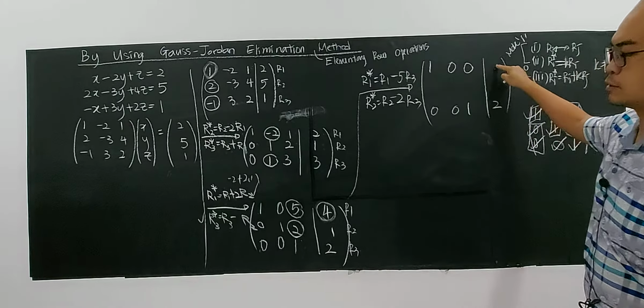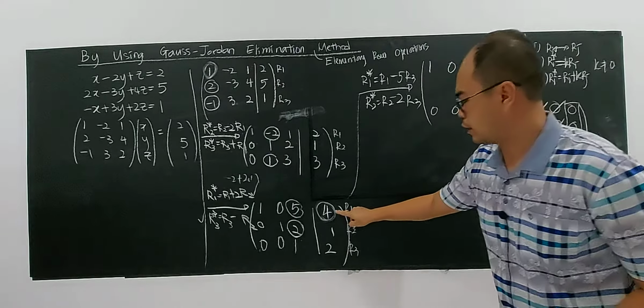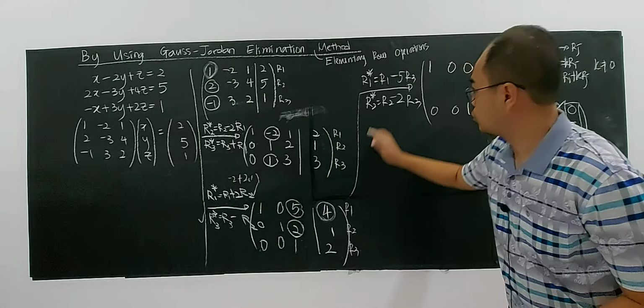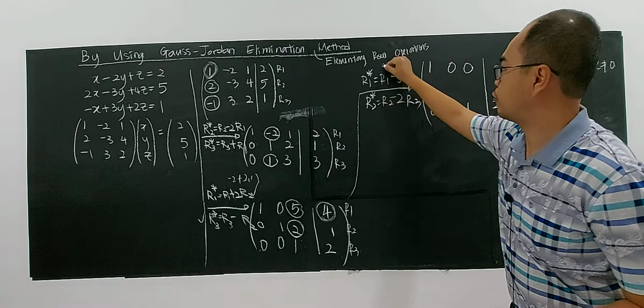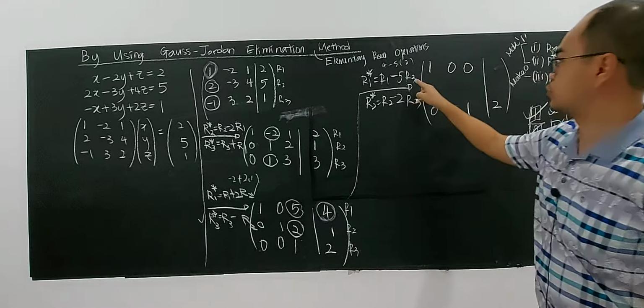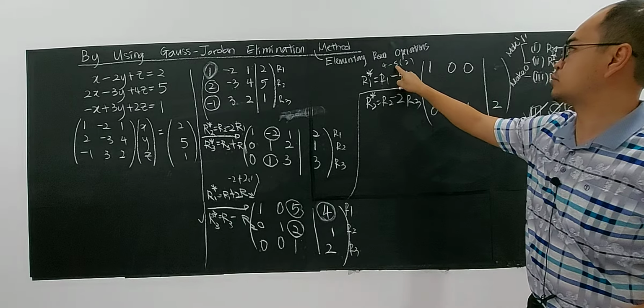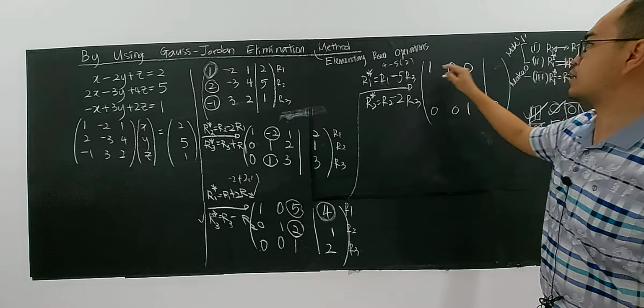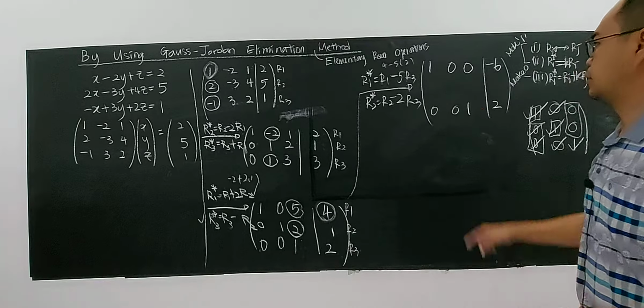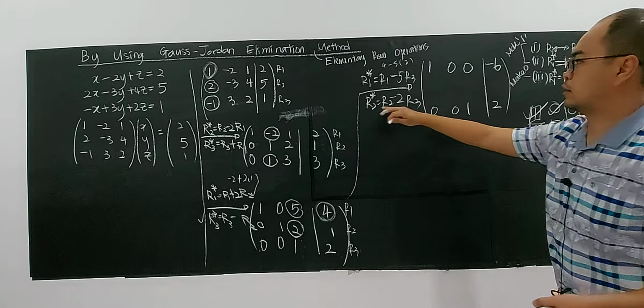So now go for this. Now row 1 and row 3 for this one. So 4 and 2. 4 minus 5 times 2 from row 3. So you have 4 minus 10. 4 minus 10, you have negative 6. Negative 6.